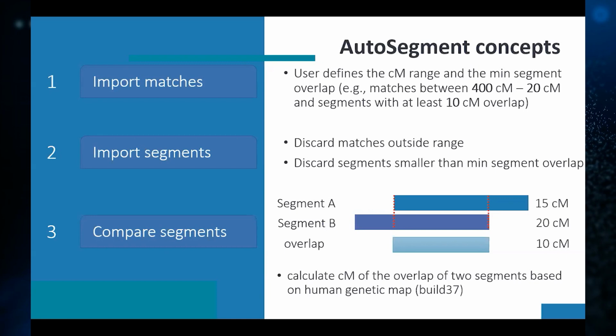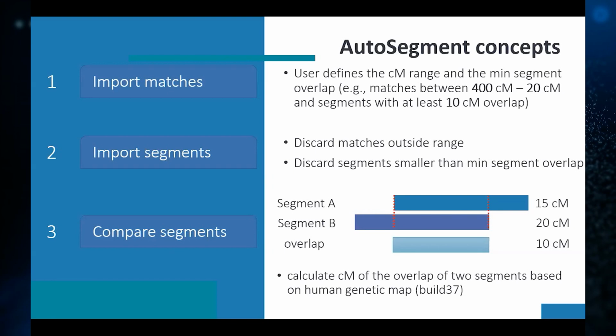So that's the first step. You specify the settings. We first import the segments, and we first discard all of the matches that are outside the range: everything above 400 and everything below 20. We also discard segments that are smaller than 10, because they will never reach the criteria of having 10 centimorgan overlap, so they are discarded.